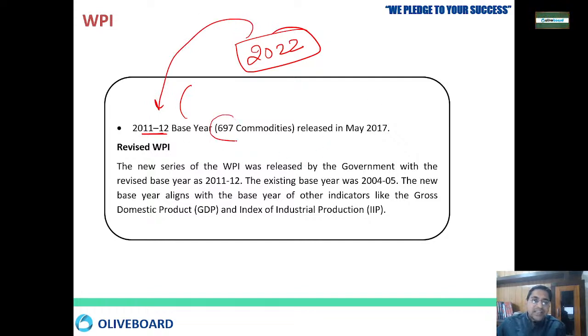There are 697 commodities whose weight we take. Okay, right? So this is how we find out the wholesale price index, right?